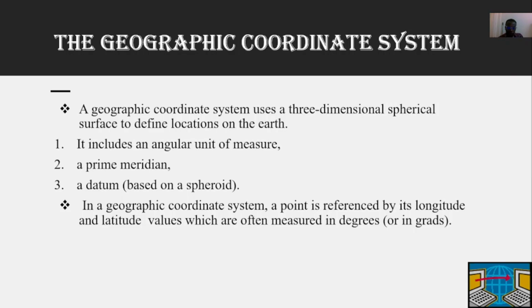So you see, in a geographic coordinate system, a point is referenced by its longitude and latitude values, which are often measured in degrees. And we are not interested in degrees. Whenever you are measuring something in the GIS world, which is a distance, you have nothing to do with degrees. We always deal with linear units of measurement.